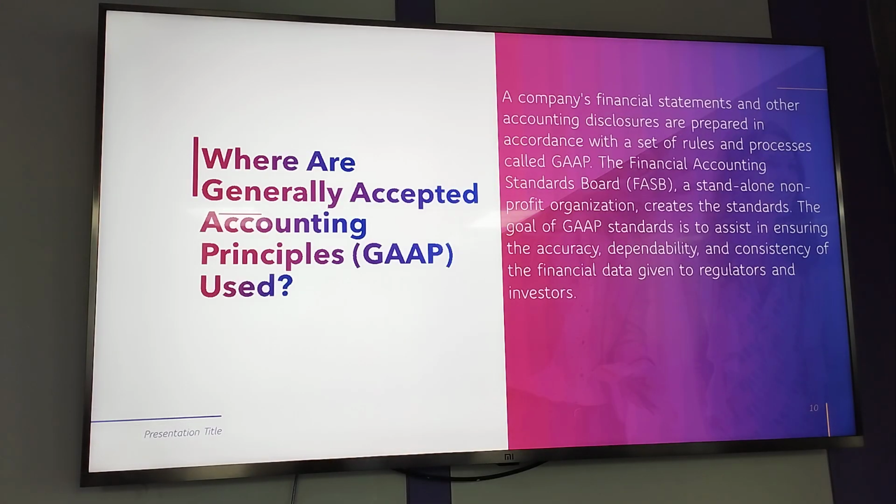Where is GAAP generally accepted and used? A company's financial statement and other accounting disclosures are prepared in accordance with a set of rules and processes called GAAP. The FASB, a stand-alone non-profit organization, creates the standards. The goal of GAAP standards is to assist in ensuring the accuracy, dependability, and consistency of the financial data given to regulators and investors.